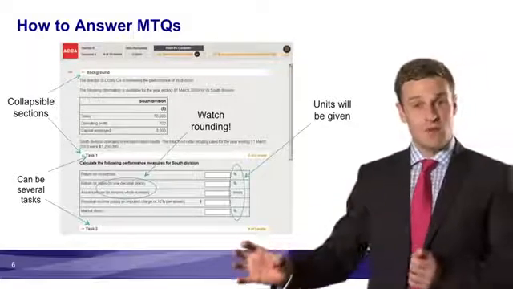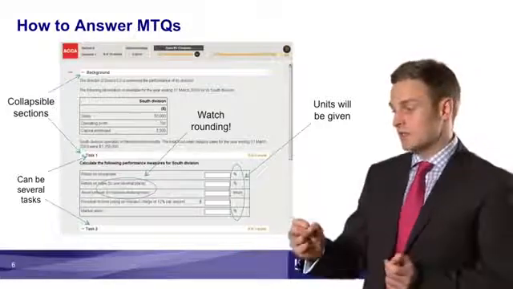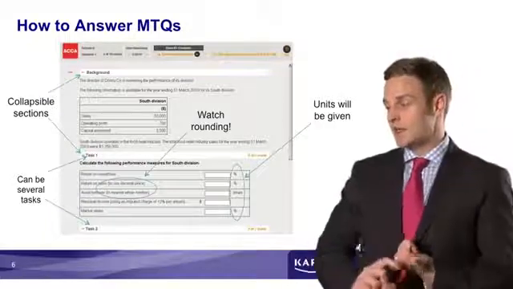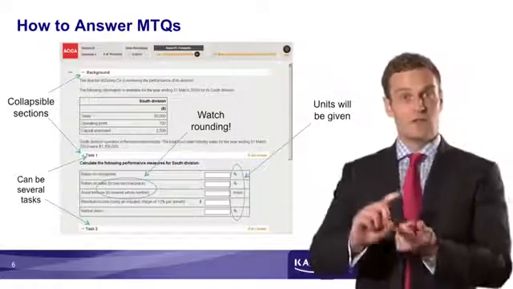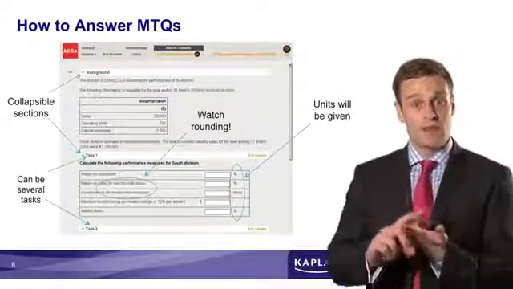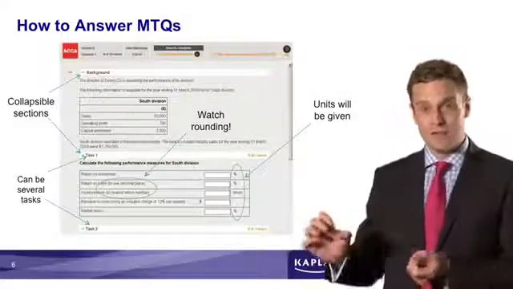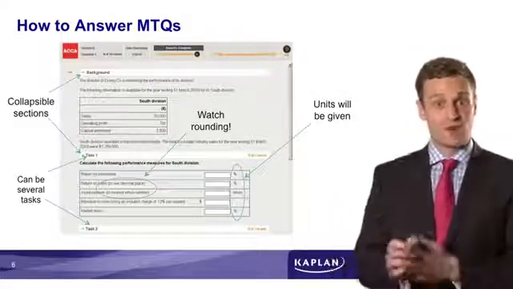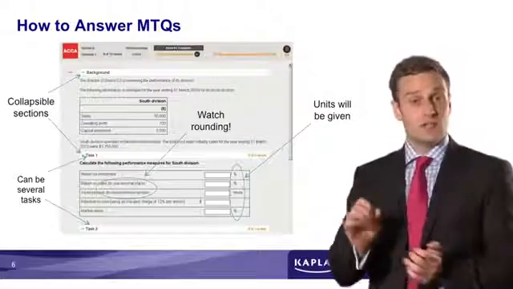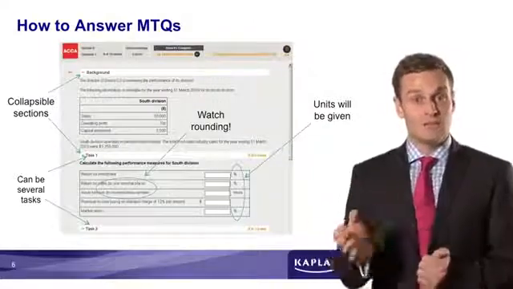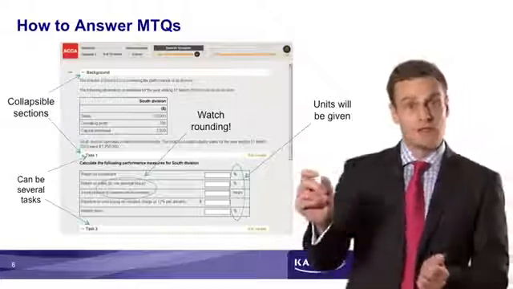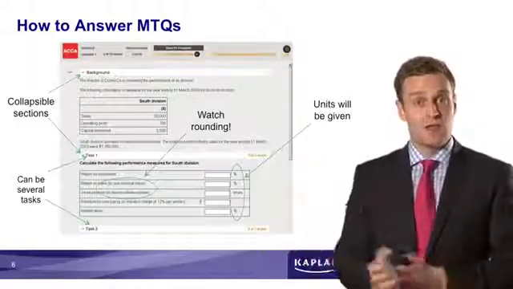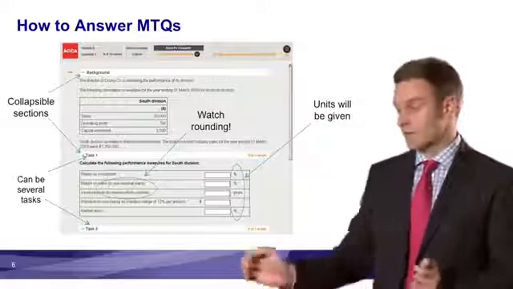In this example, we've got a question which is asking us to give one number to one decimal place and another number to the nearest whole number. So really watch out for that in the question, that you're getting the right number of decimal places and that you're not too lazy with your rounding at the end. Make sure you're getting those marks. Units will also be given at the end of each box, or at the start, for example, if it's dollars, but then look out for whether it's units or whether it's percent, and make sure that you are answering those questions accordingly.